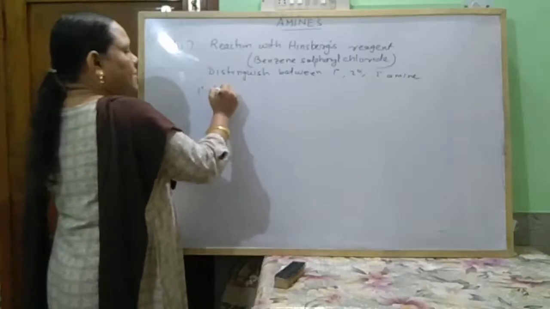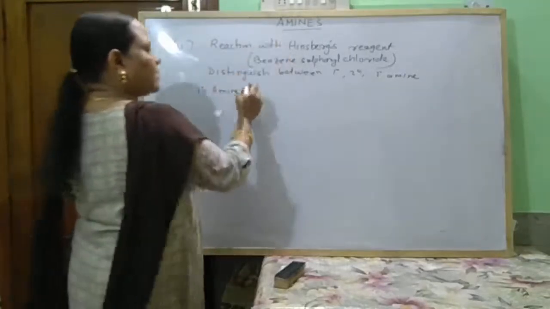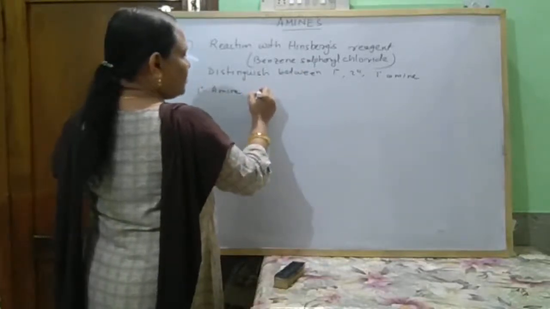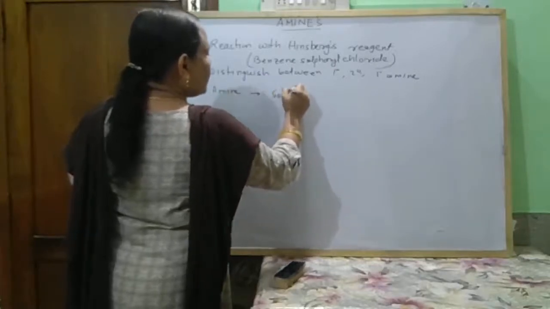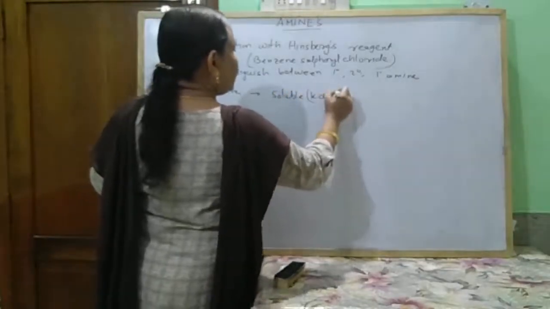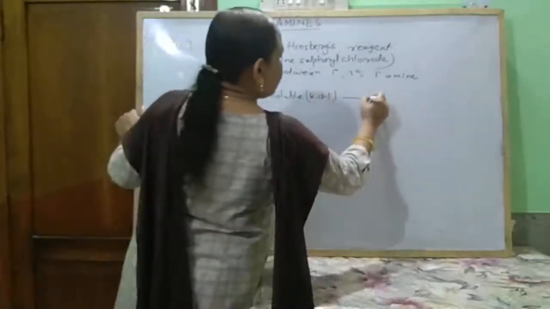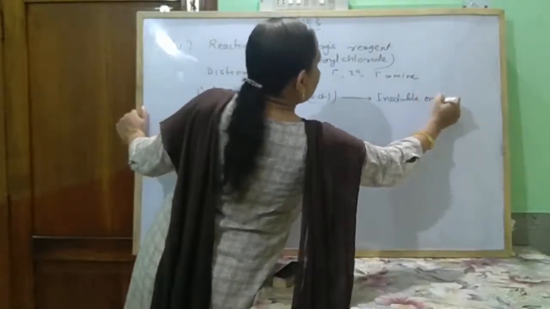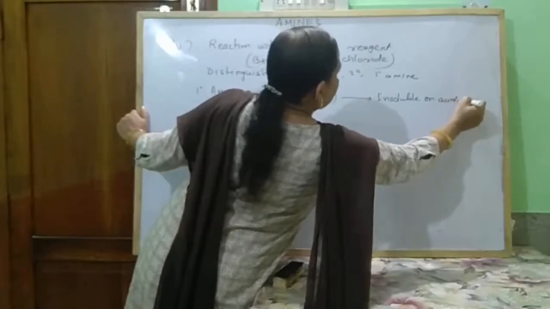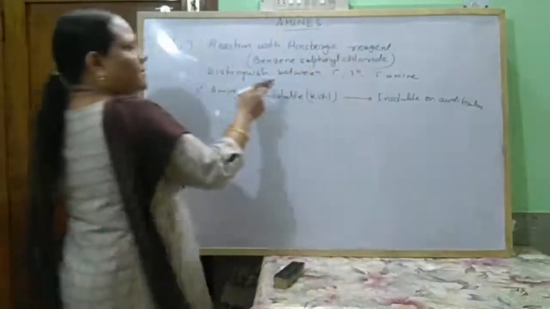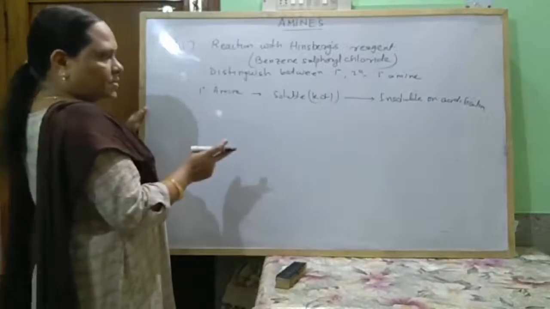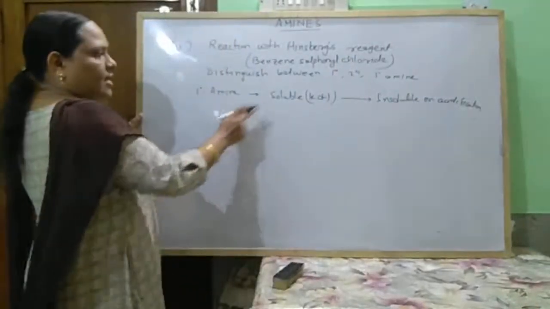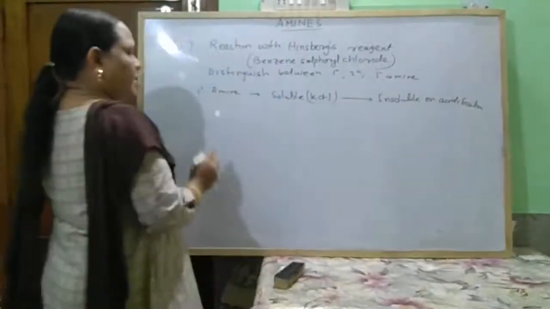So the primary amine, when treated with Hinsberg reagent, then with aqueous potassium hydroxide, is first soluble. It is soluble in KOH, which on acidification becomes insoluble and forms a precipitate. First treated with benzene sulfonyl chloride and potassium hydroxide, it is soluble in KOH and insoluble on acidification. Alkaline medium soluble, acidic medium insoluble.